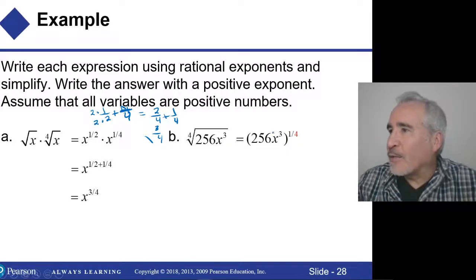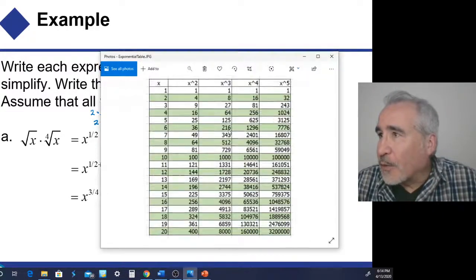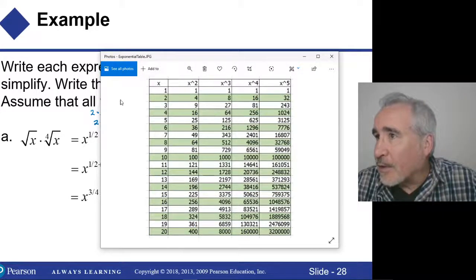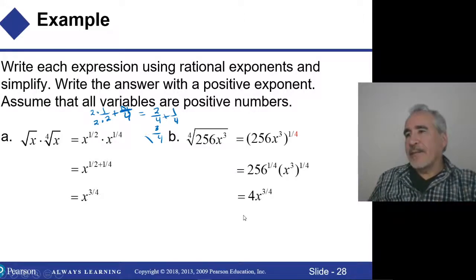This, I believe, is one of our fourth roots. 256 is a perfect fourth power. And here we come to the fourth root. There's 256. That's going to be 4. See how that works? 256 is 4 to the 4th power. So we sort of distribute it here. This gives us 4 in the front and x to the 3/4 in the back. Okay, so it does simplify a little bit.